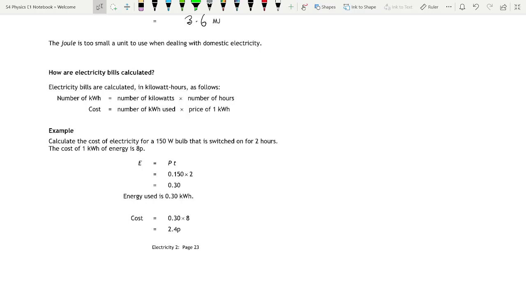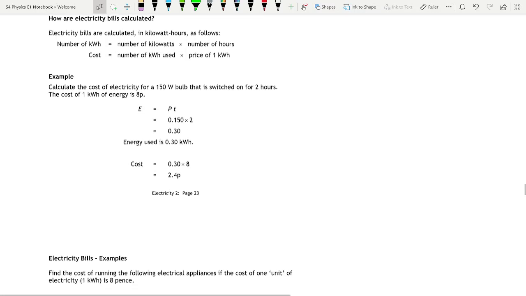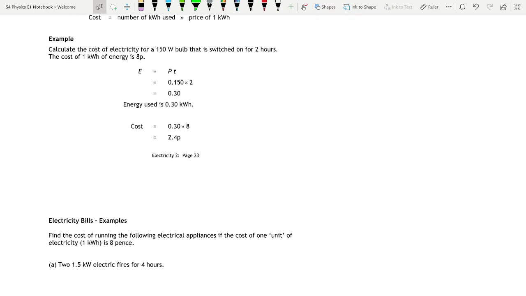So you know everything that I've told you about changing things into watts and changing things into seconds. For these, you don't do that. And the cost is the number of kilowatt hours times by the price for 1 kilowatt hour. So for example, calculate the cost of electricity for a 150 watt bulb that is switched on for 2 hours. And the cost of 1 kilowatt hour is 8 pence.